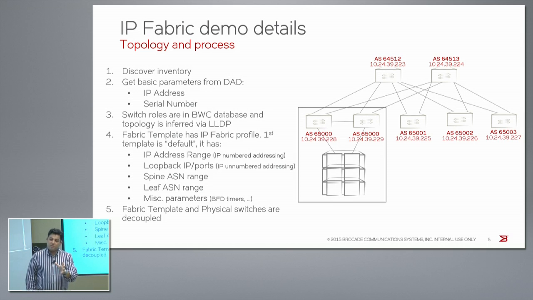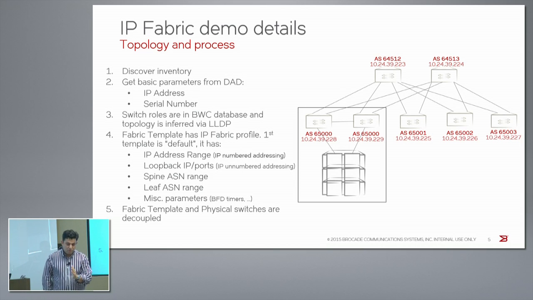Because my demo took about 15 minutes, I'm going to walk you through a recorded version from a timing perspective and emphasize key points here. The key point is that you have a template with all these parameters. You have an inventory service that discovers which switches are added, and then you run the workflows on those switches. So in some sense, the fabric template and the physical switches are initially decoupled, and then you can push the template of that fabric on those switches.